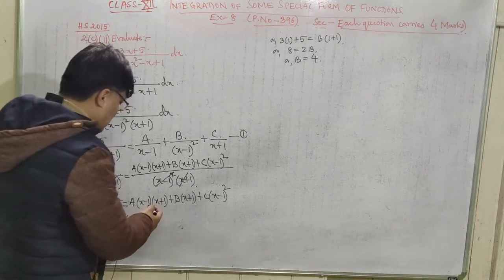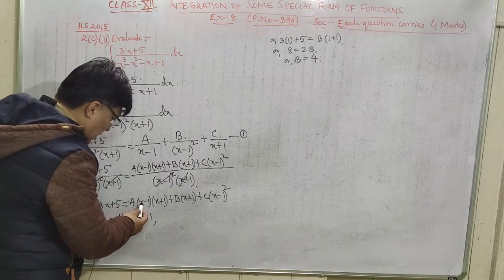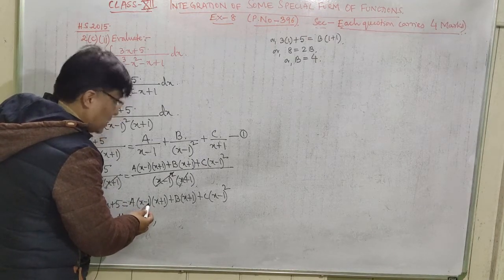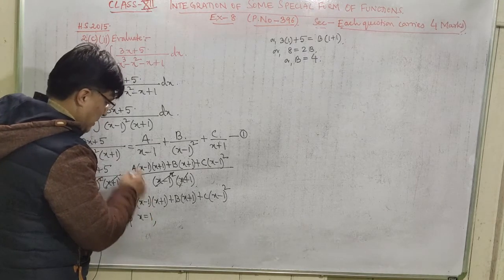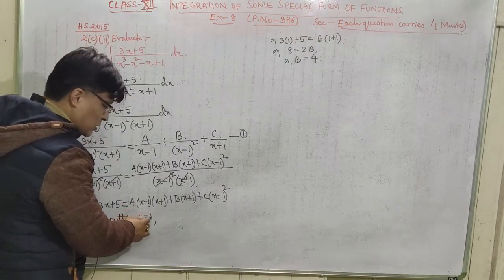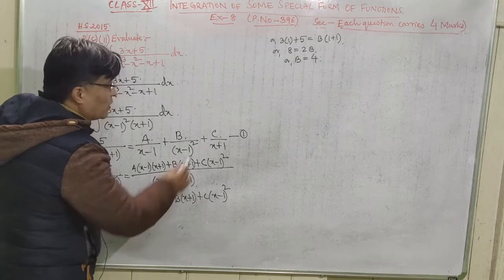If you put x is equal to 1, this a will be 0. After putting x is equal to 1, we are getting b is equal to 4.